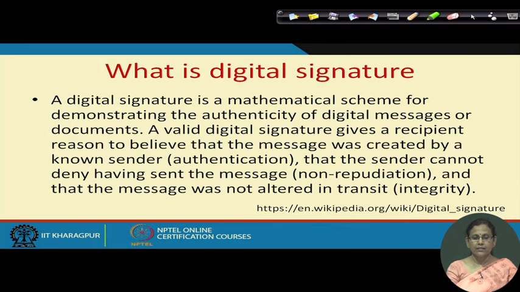A valid digital signature gives a recipient reason to believe that the message was created by a known sender, which means it authenticates it, and that the sender cannot deny having sent the message. So, non-repudiation is carried out, and that the message was not altered in transit, that is integrity. So, three security categories are taken care of by digital signature. They are authentication, non-repudiation and integrity.